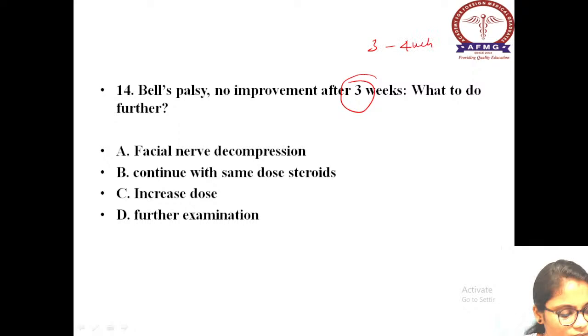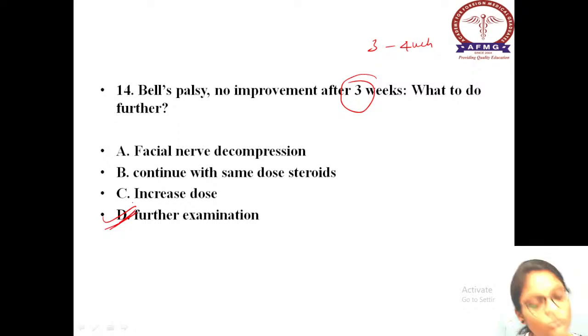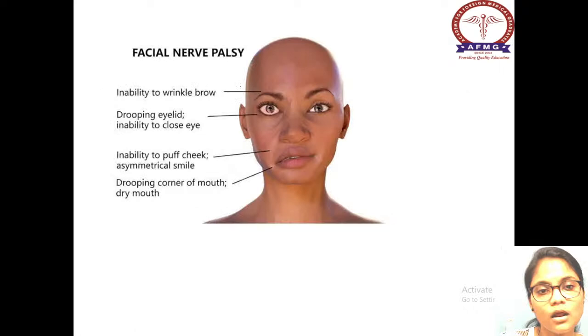So no issues if you wait for 3 to 4 weeks while you are giving the treatment for the patient. So what happens over there? After 3 to 4 weeks also, if there is no improvement in the Bell's palsy or the facial palsy, then you have to examine again. So further examination is very important. Because of this, sometimes you can increase the dose and you can go with facial nerve decompression also, but most probably there would be a possibility of further examination, as it is only 3 weeks. We can wait till 3 to 4 weeks. So this is a facial nerve palsy where there is no wrinkling of the brow.